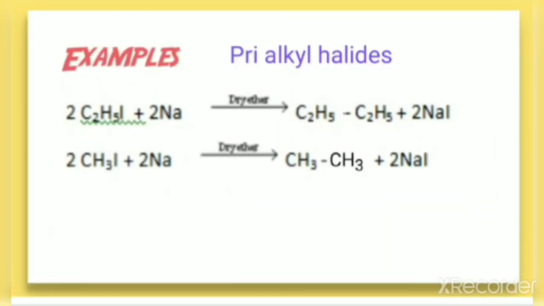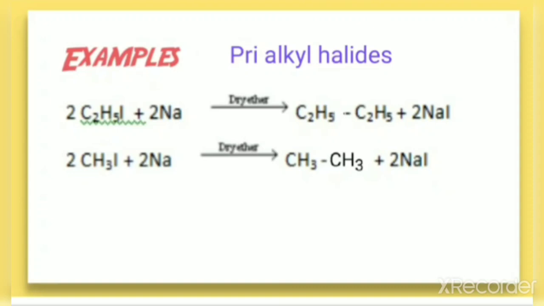When we take a primary alkyl halide, that is C2H5I plus twice Na, we get C2H5, that is a total of 4 carbon atoms in an alkane. This is an alkane product, that is butane. In the second case, CH3I plus twice Na gives rise to CH3, that is a 2 carbon hydrocarbon alkane, that is ethane plus 2 NaI. So this is in the case of primary alkyl halide.